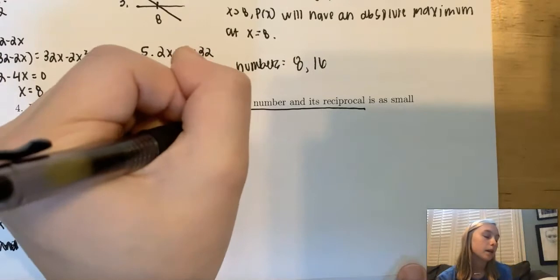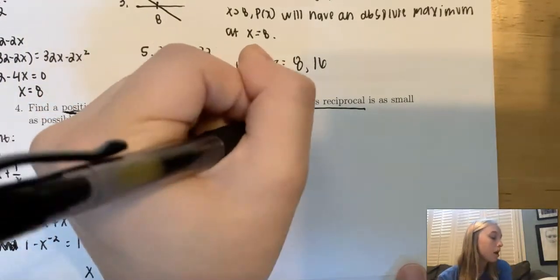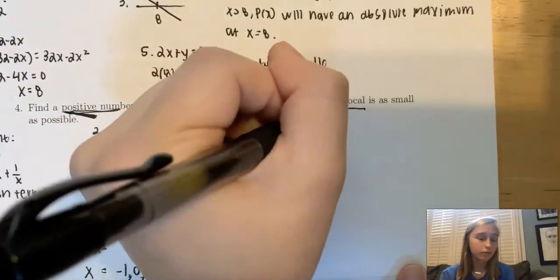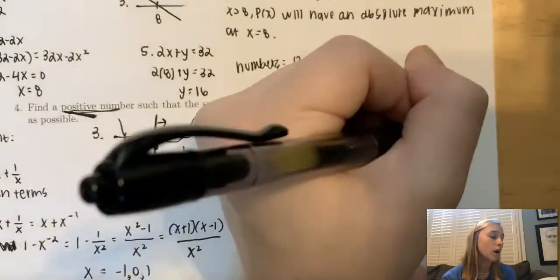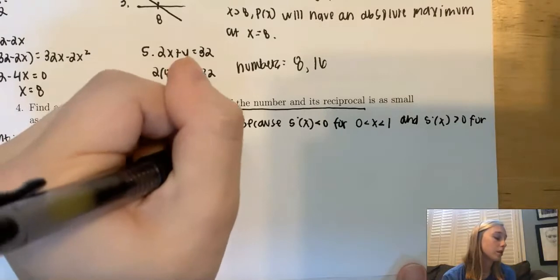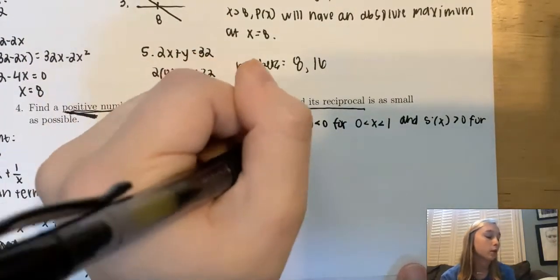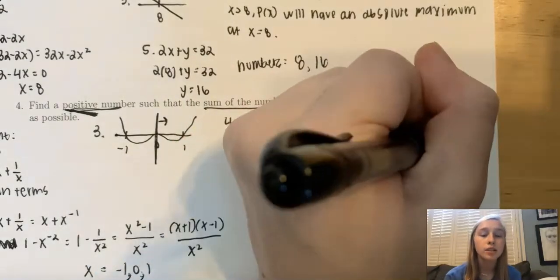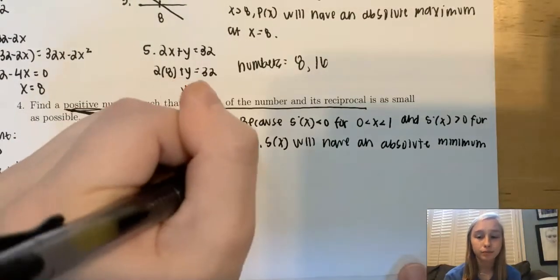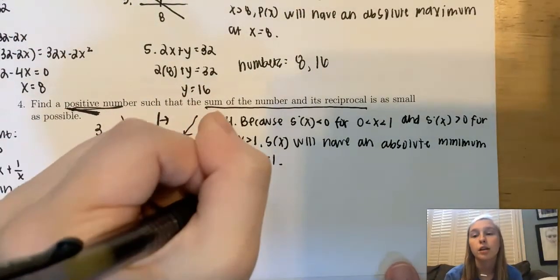Number 4, really annoying sentence. In this case, you can literally see me reading it: because s prime of x is less than 0 for x in between 0 and 1, and s prime of x is greater than 0 for x greater than 1, s of x will have an absolute minimum at x equals 1. Like I said, these sign charts really match up with whether you're trying to minimize or maximize if you do it right. See, as small as possible, so you're looking for a minimum.